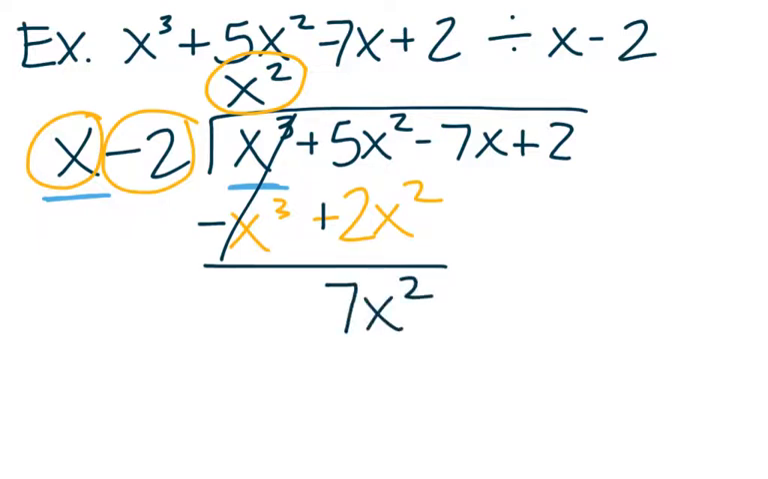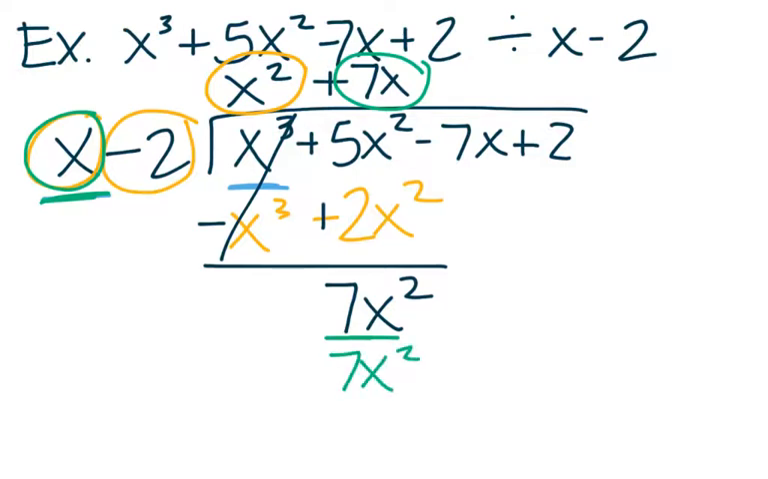Now you're looking here and here. What would you multiply x by to get 7x squared? The only thing that you could multiply by would be a 7x. Whatever you write up top, you're going to multiply by the divisor. So a 7x times an x is a 7x squared. 7x times a negative 2 is a negative 14x. I apologize, I forgot to bring this down.